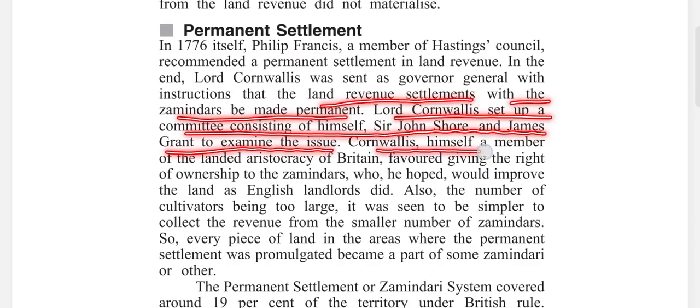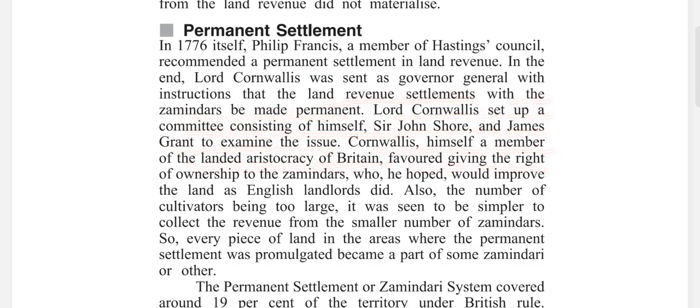Cornwallis, himself a member of the landed aristocracy of Britain, favored giving the right of ownership to the zamindars, who, he hoped, would improve the land as English landlords did. Also, the number of cultivators being too large, it was seen to be simpler to collect the revenue from the smaller number of zamindars. So every piece of land in the areas where the permanent settlement was promulgated became a part of some zamindari or other.